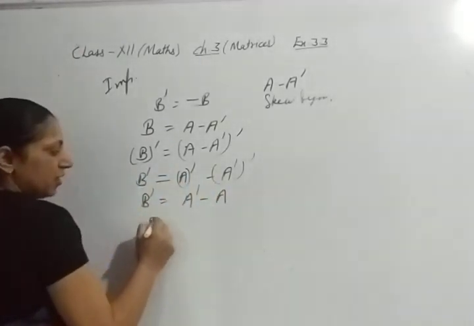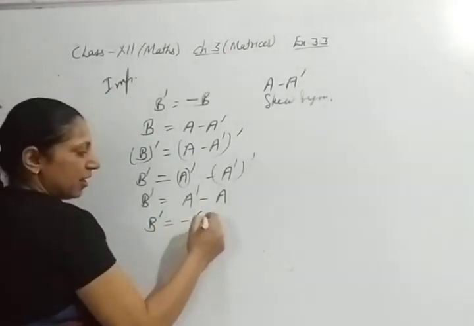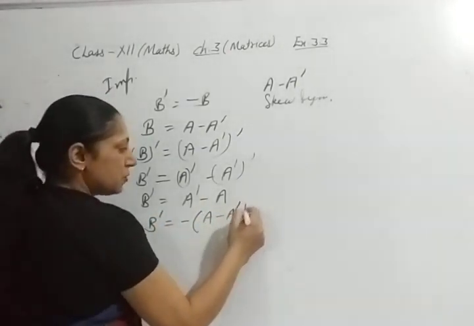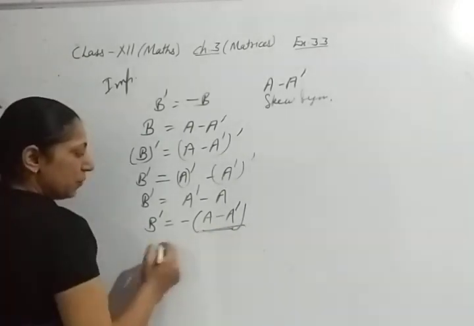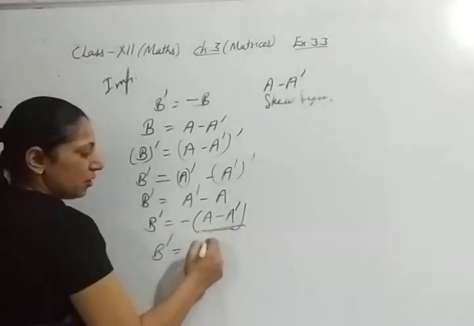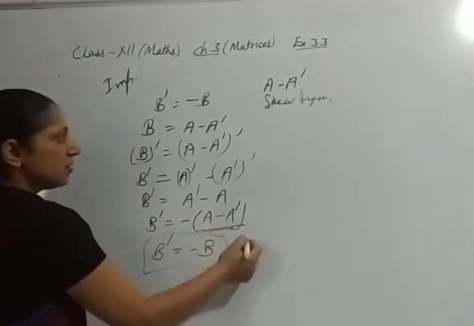Now take the negative sign common. B transpose is equal to negative of A minus A transpose, and this is equal to B. So B transpose is equal to minus of B. It means it's a skew symmetric matrix.